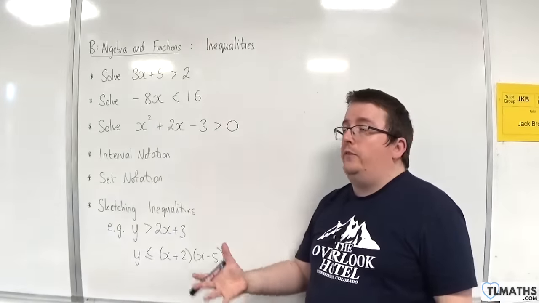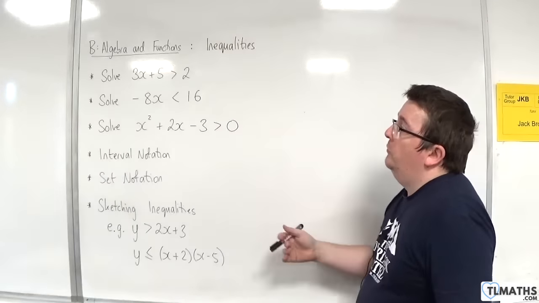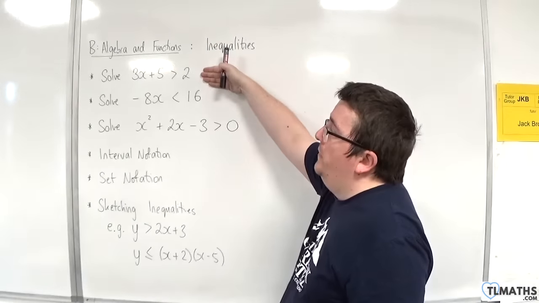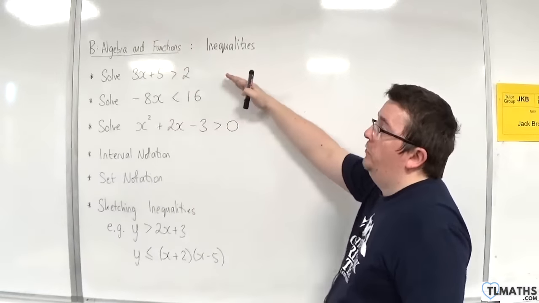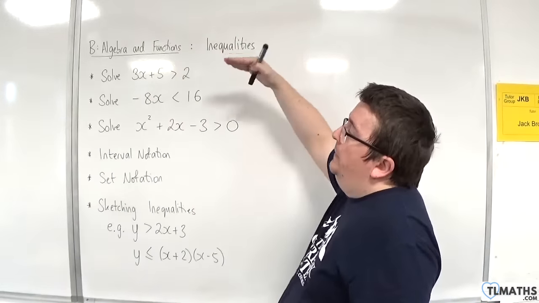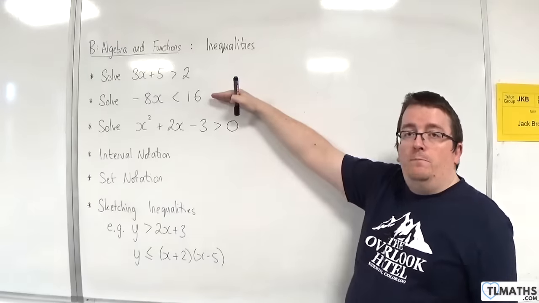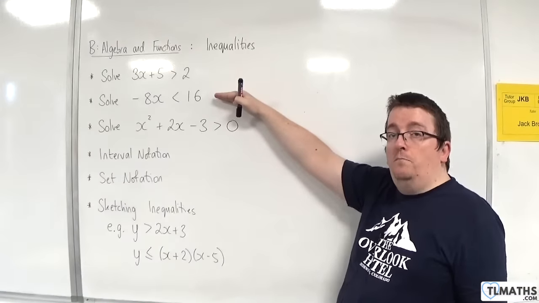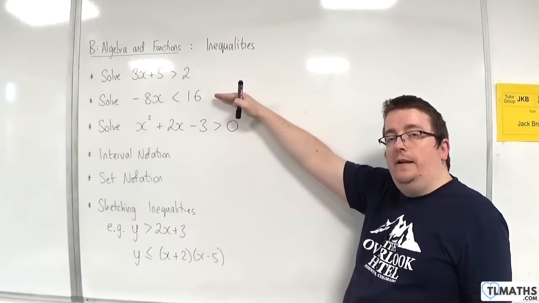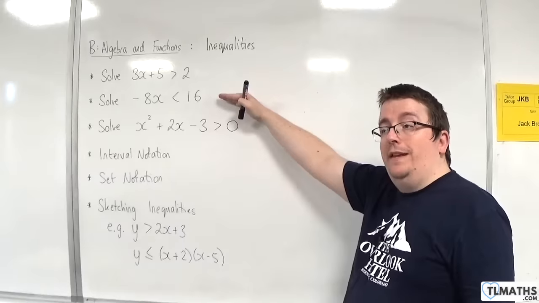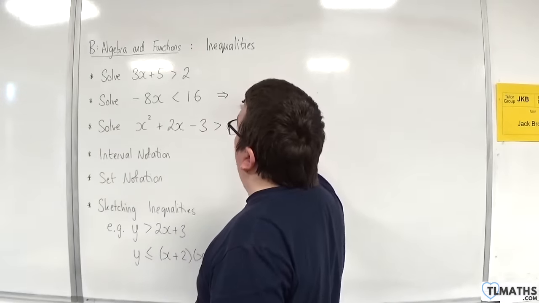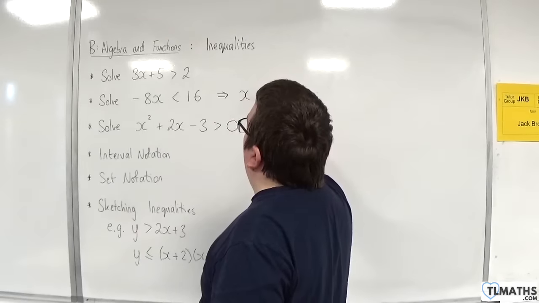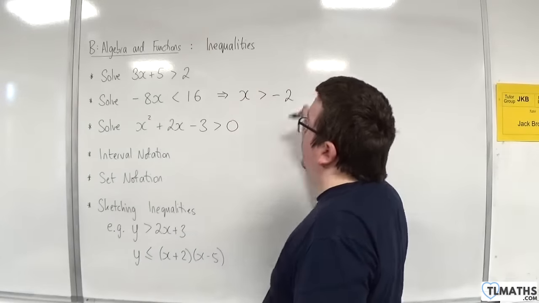Now, with inequalities, I would expect you to be able to solve a basic linear inequality like this by just rearranging, subtracting 5 from both sides, dividing through by 3. Easy. Then you get to something like this. You must remember that if you divide or multiply through by a negative, then that changes the direction of the inequality symbol. So if you divide through by minus 8, you're going to get x is greater than minus 2.